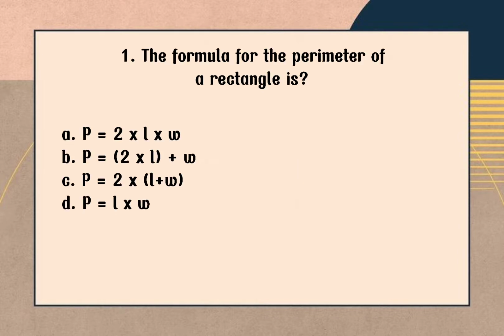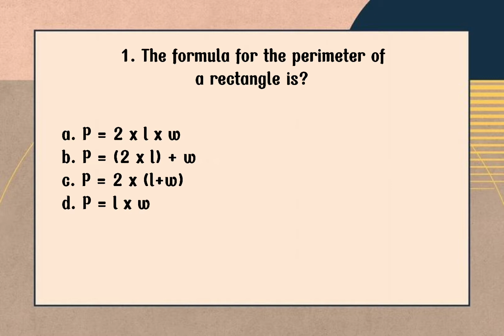Bismillahirrahmanirrahim. For the first question, the formula for the perimeter of a rectangle is: A. P equals 2 times L times W. B. P equals 2 times L in brackets plus W. C. P equals 2 times parenthesis L plus W close parenthesis. D. P equals L times W.